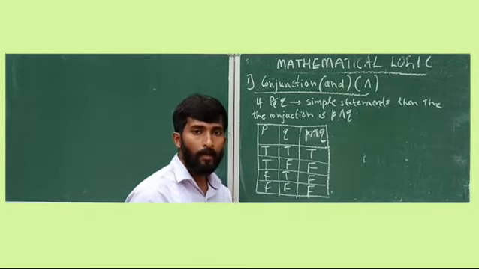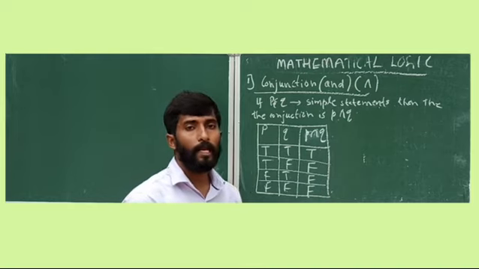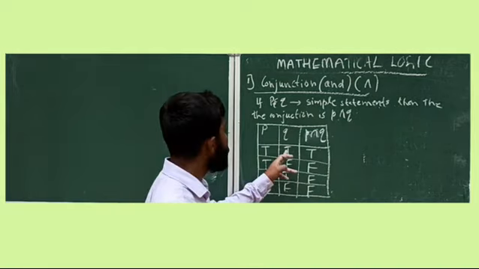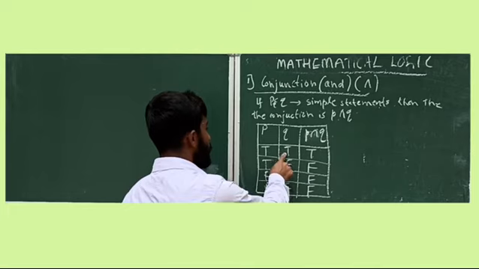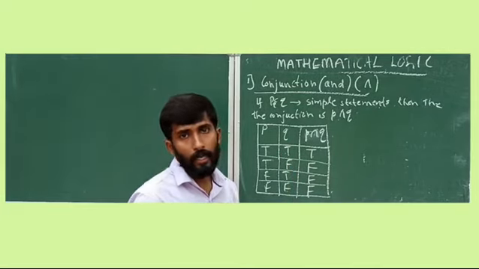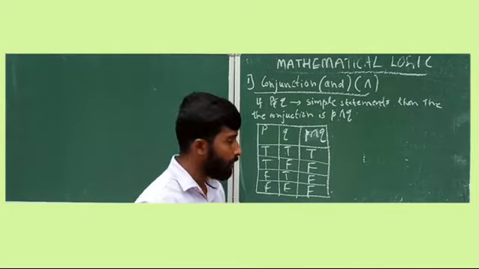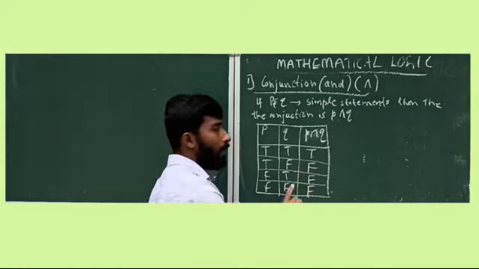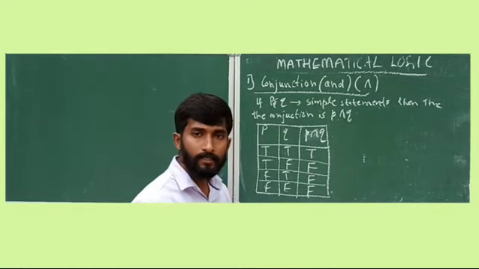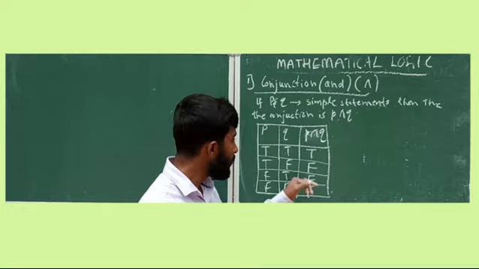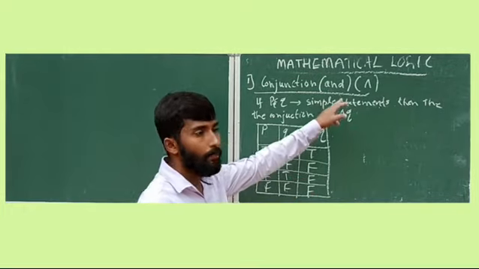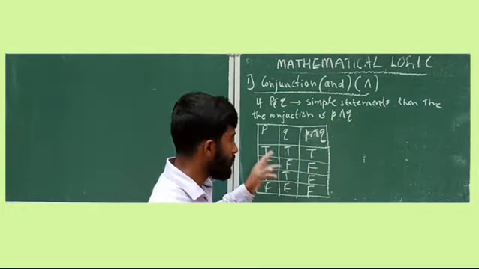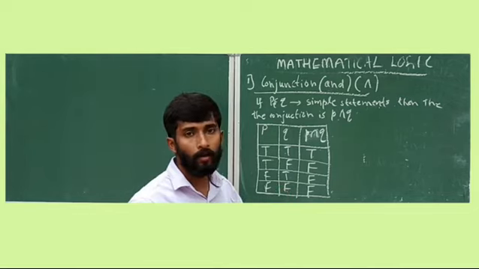That means in "and", or conjunction, the truth value is true only when both are true. True true implies true. If any one is false, then the truth value is false. This is the truth table for "and". You need to study this truth table only. Definitions are not important. Just study the truth table. In conjunction, the truth value is true only when both are true.